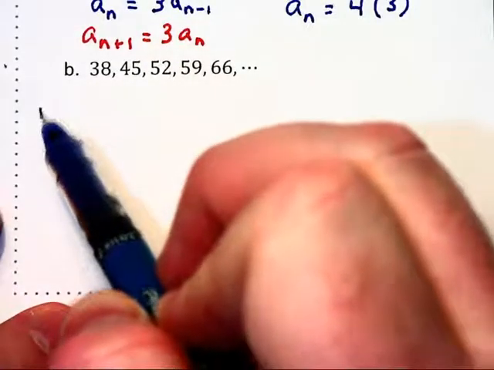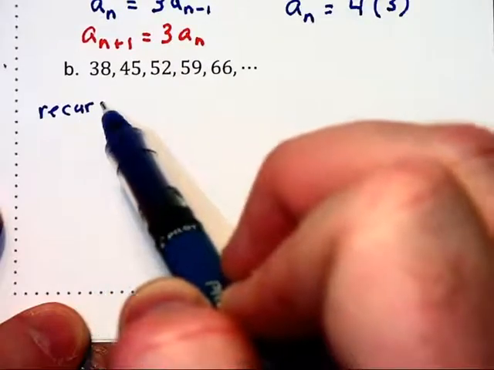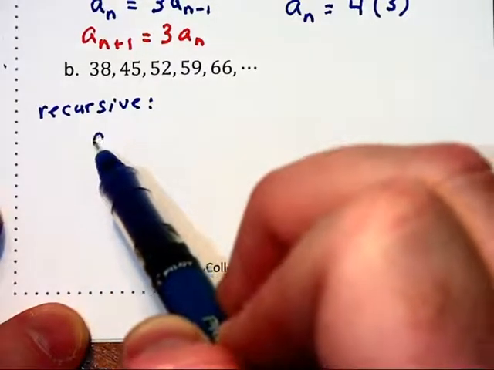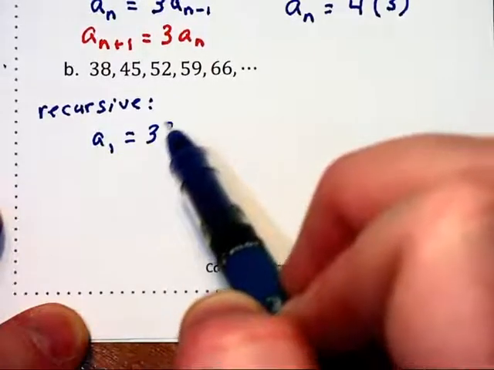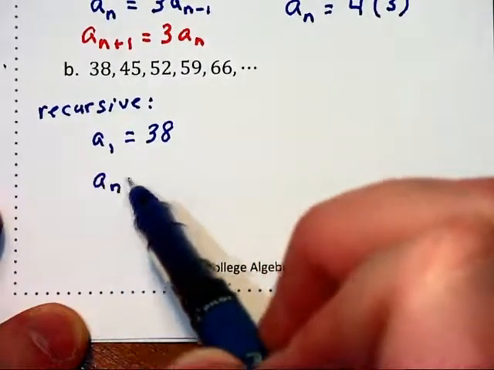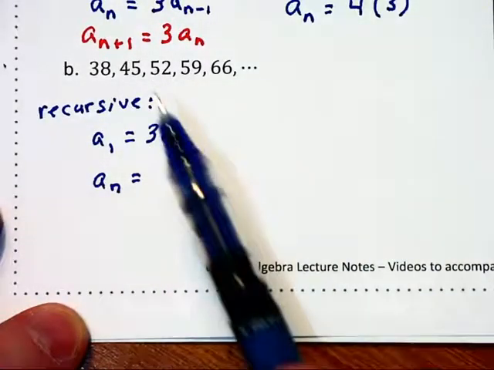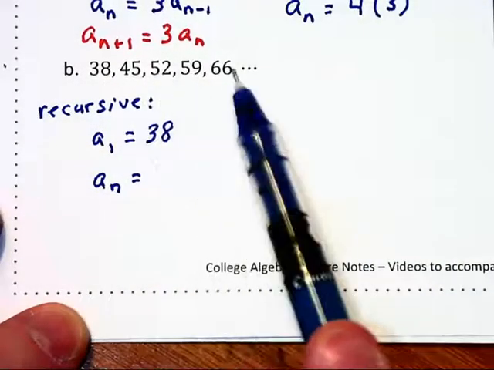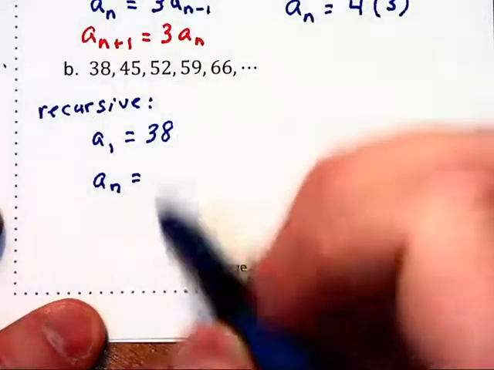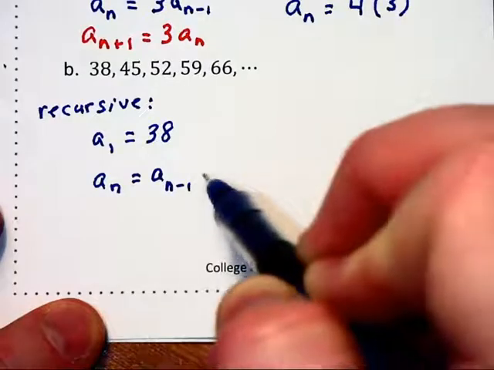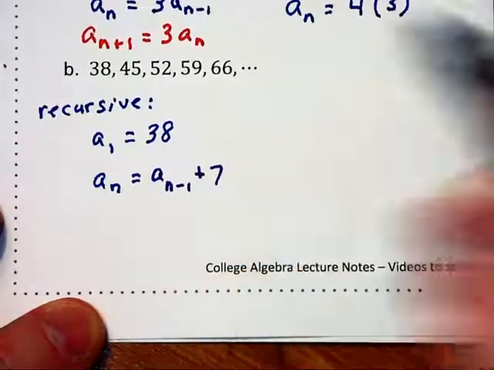Okay, let's start with a recursive sequence in this next problem. We need a first term, which is 38, and then a way to write the nth term. Now, looking at this pattern, to go from term to term, we are adding 7. So the nth term will be the term before it, a sub n minus 1, plus 7.